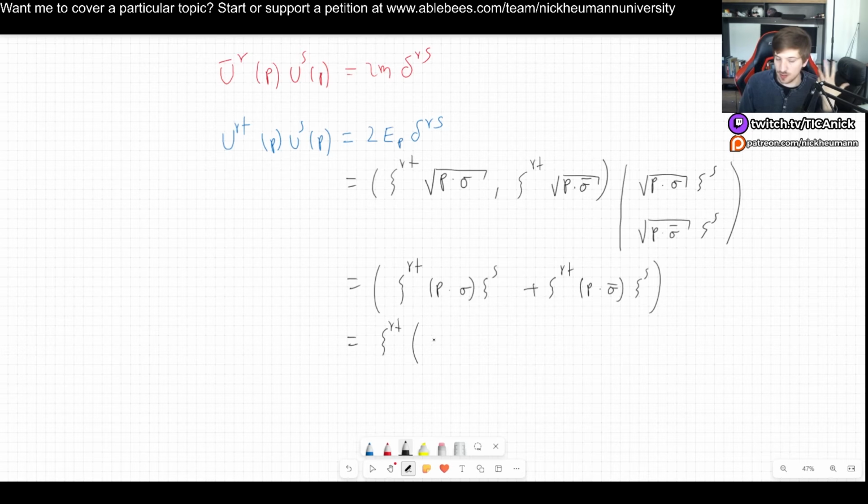What is p dot sigma? Well, p dot sigma is E minus p dot, in this case, p3 sigma 3, but in general, it's p dot sigma the i's. And then we have plus E plus p3 sigma 3. I guess we should denote the E's as EP so that we are consistent. Chi s. So the p's cancel out and we end up with 2 EP chi r dagger and chi s. So that's where it comes from.